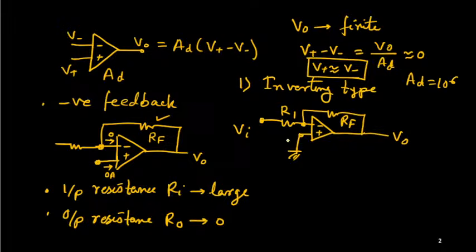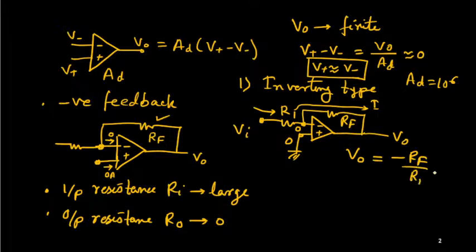So if this is 0 potential, this is also 0 potential. Then whatever current is coming here, that same current is flowing through this side, because no current is entering the op-amp. Using this concept, we can find the output voltage, which is nothing but minus RF by R1 times VI. I hope you know these things. I am not going to discuss this one.